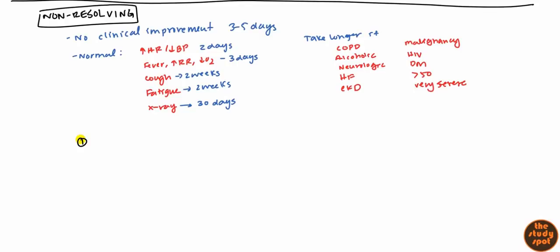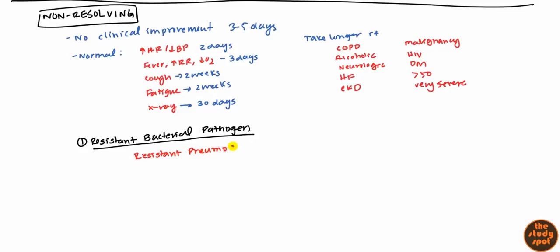So first of all, you want to take into consideration maybe that they have some underlying conditions. Besides that, if it's non-resolving, you might want to consider that perhaps you're dealing with a resistant bacterial pathogen. The first one could be a resistant pneumococcus. So strep pneumonia is becoming more resistant to different types of bacteria. They might be resistant to beta-lactams, to penicillins, and then macrolides, sometimes in certain areas up to 25% of the strep pneumonia is becoming resistant to that.